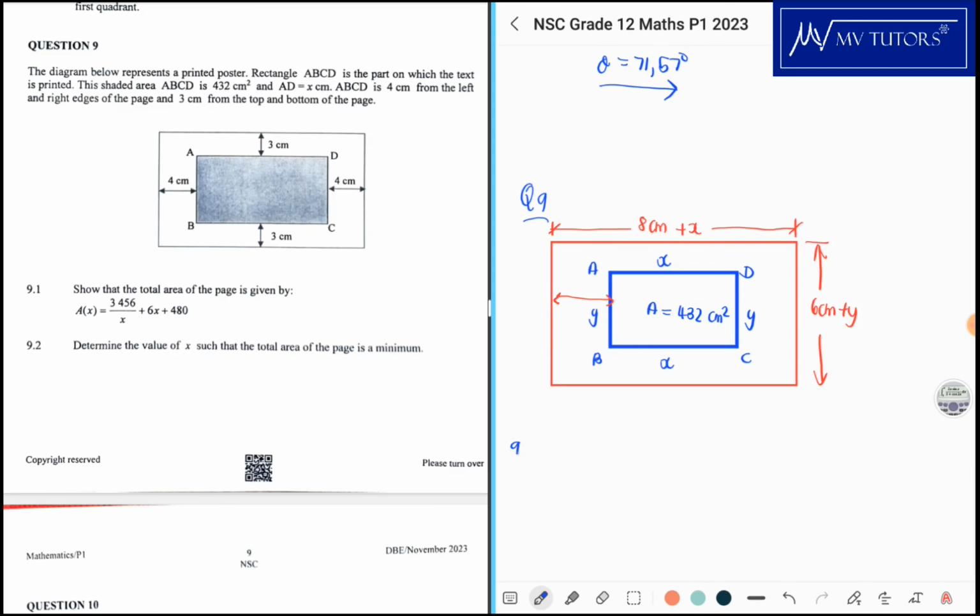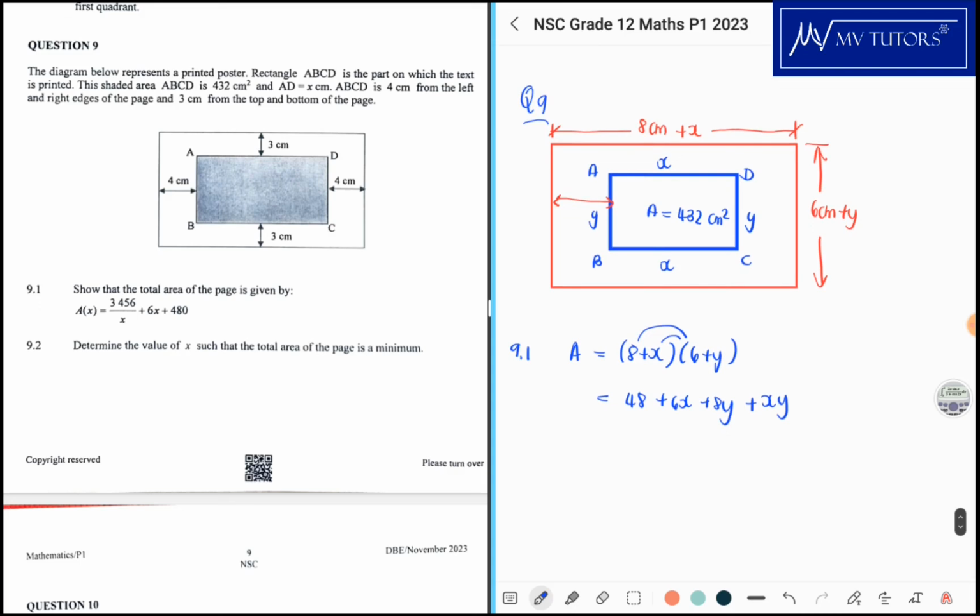So now it says, show that the total area of the page is given by that. So what I'm going to do then, I can say the area of this page is actually 8 centimeters plus x, multiplied by 6 centimeters plus y. I don't know what that area is. I only know the area of the smaller rectangle. So if I multiply in, I'm going to get 48, 8 times 6, and then 6x, and then 8y, and then xy.